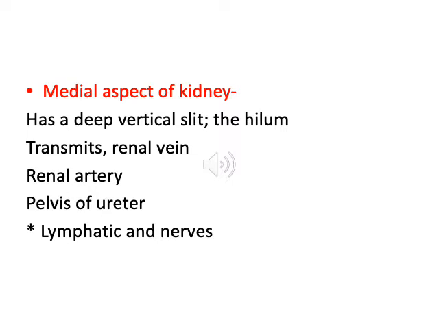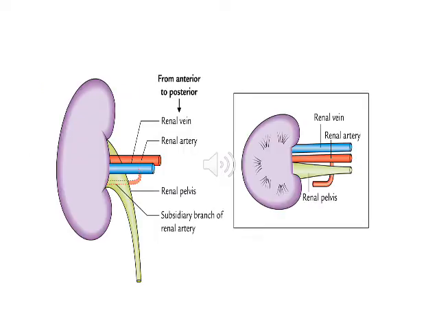The medial aspect of the kidney has a deep vertical slit. It is called the hilum, which transmits the renal vein, artery and the pelvis of the ureter. In addition to that, lymphatics and nerves travel through this hilum. In this picture, you can clearly see the medial aspect of the kidney, and from anterior to posterior, the renal vein, renal artery and renal pelvis travel through the hilum.